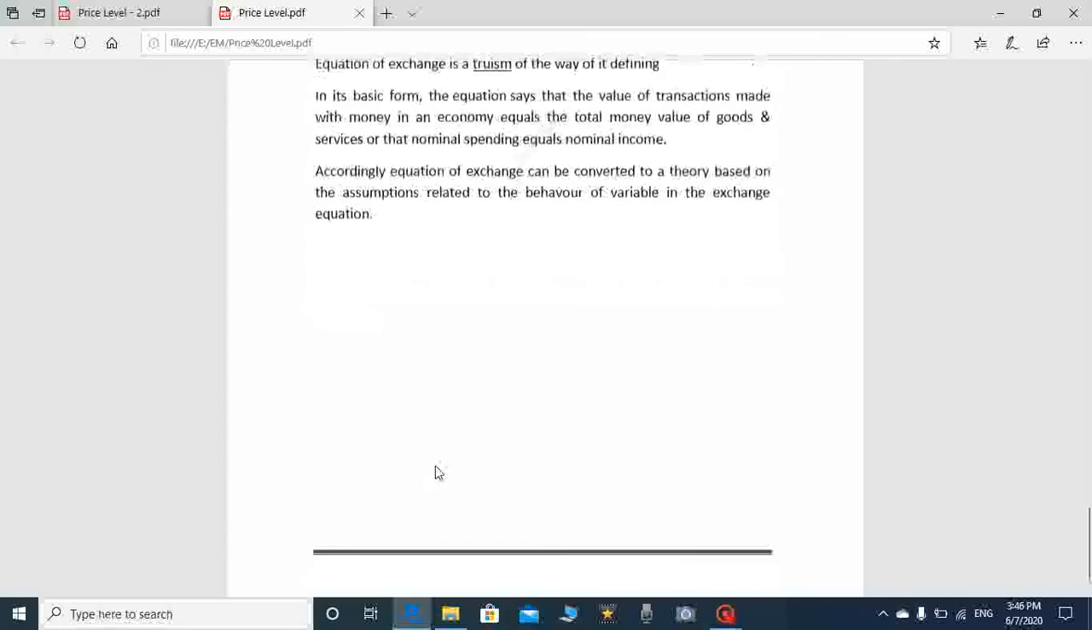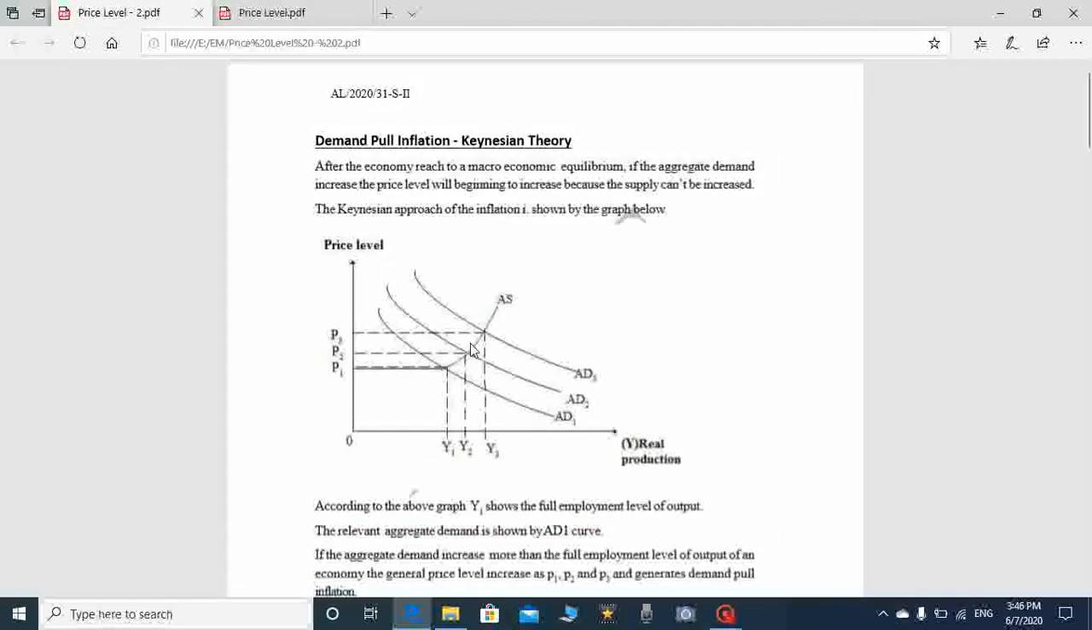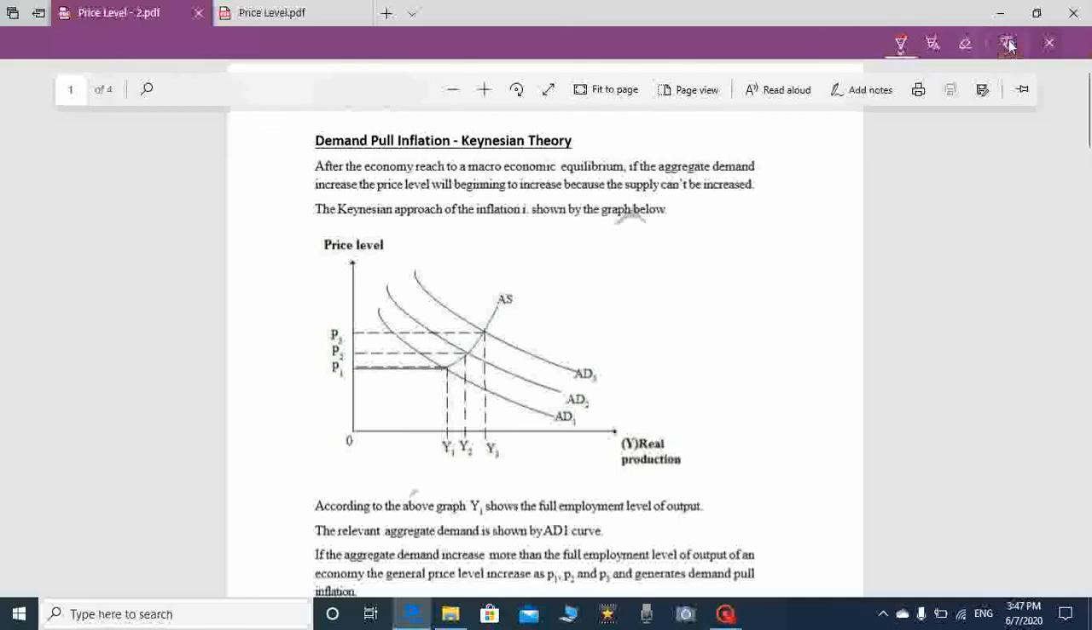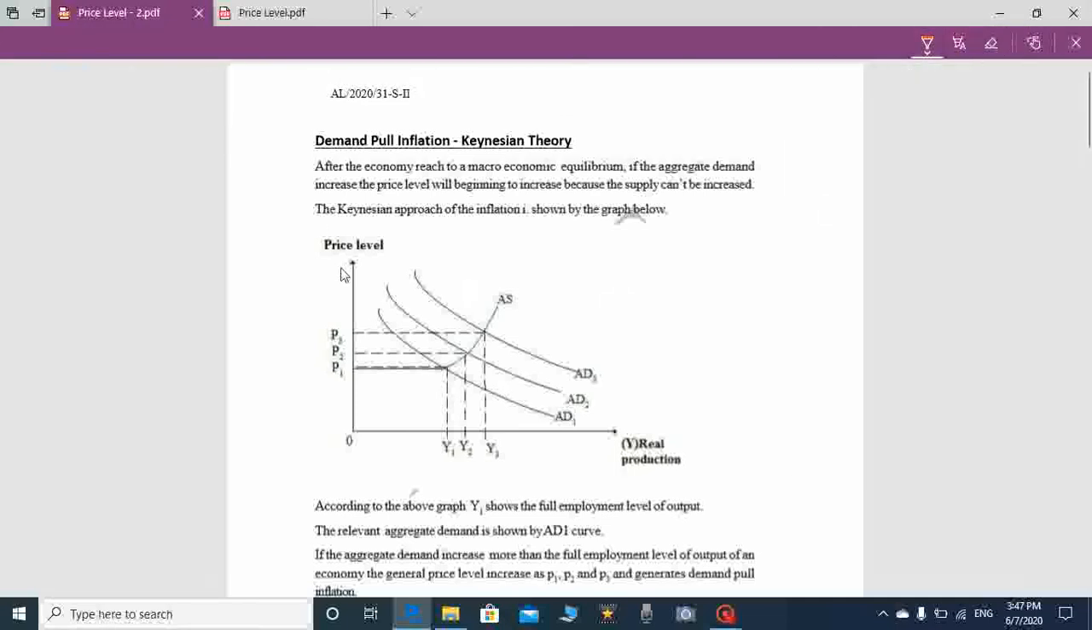Then the next cause for the demand pull inflation we can explain by the Keynesian theory. In this picture you can see these are the price level, these are the real production. Real production means the quantity produced by the economy. These are the aggregate supply curve, right? Aggregate supply. That means the total of the supply curves of the economy.